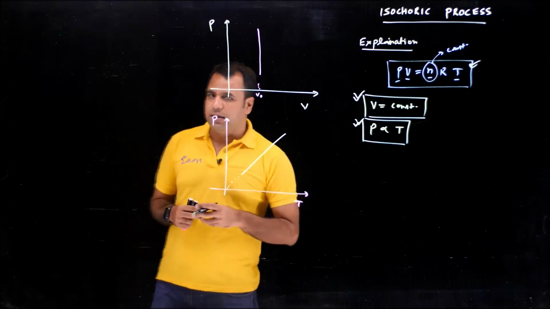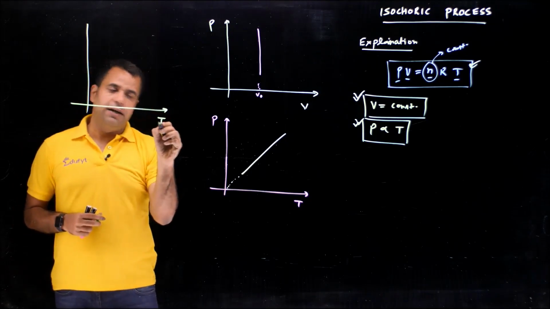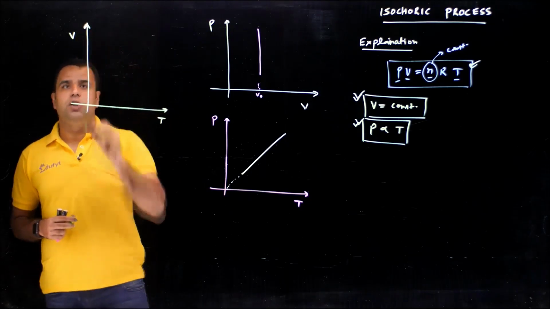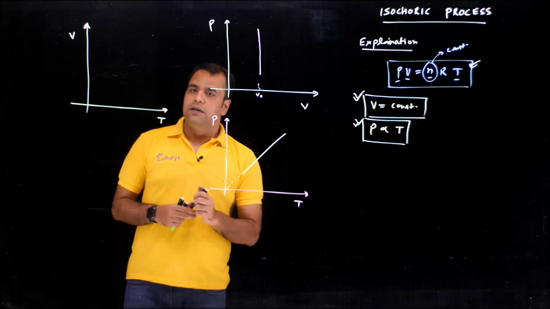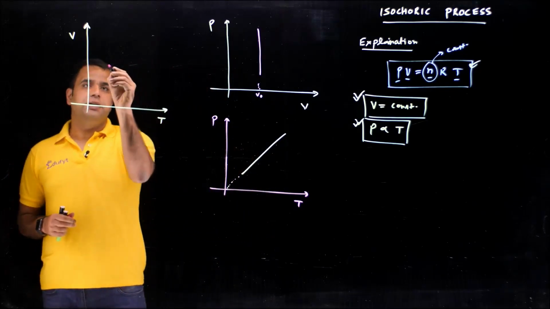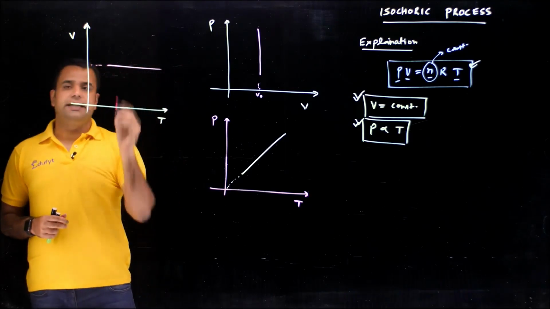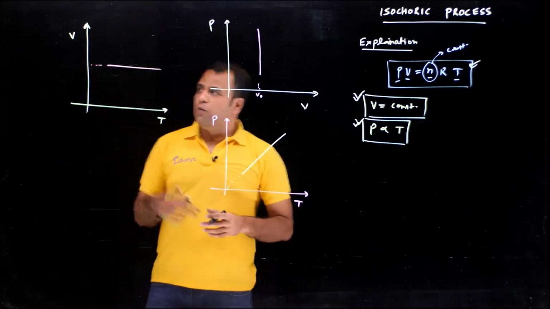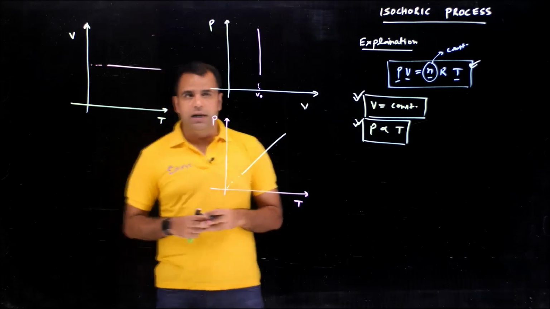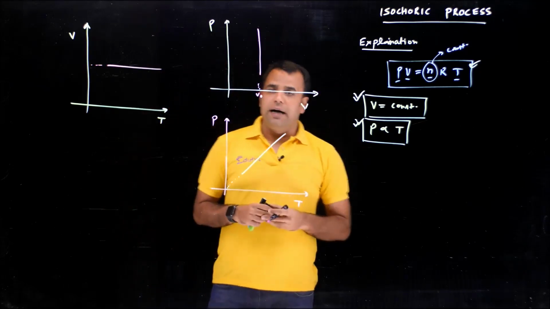Let's go for the third graph, the remaining one. It is between the temperature and the volume. If I plot the isochoric process onto volume versus temperature, I'll get one more straight line, but this time the straight line will be parallel to the temperature axis, meaning temperature will keep changing without a change in volume. So all of these 3 graphs represent the isochoric process.